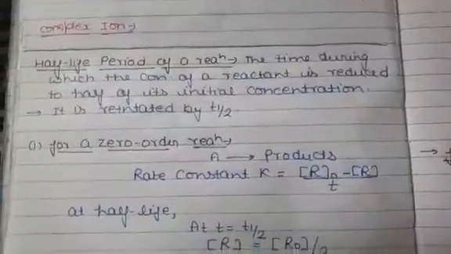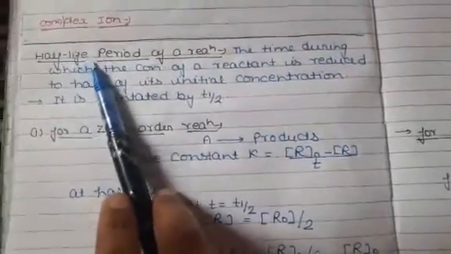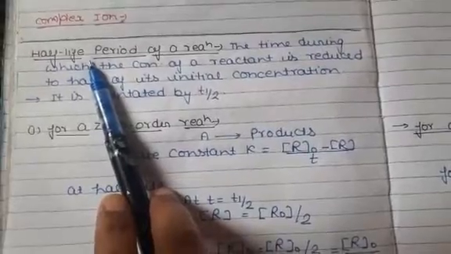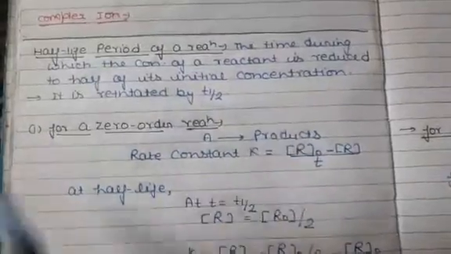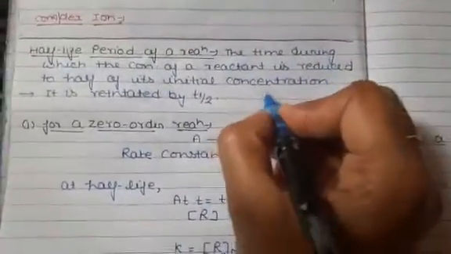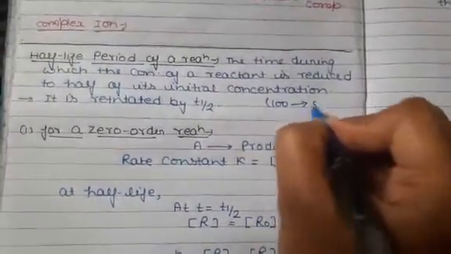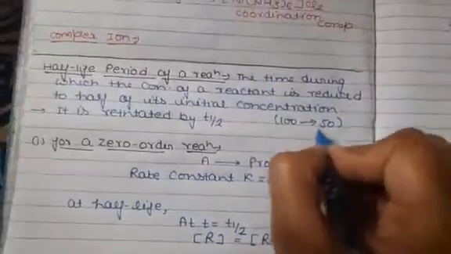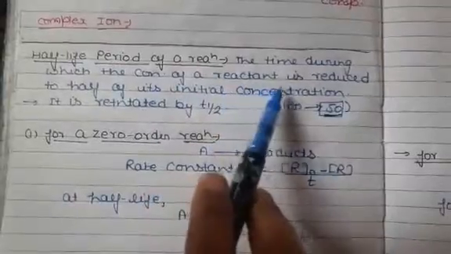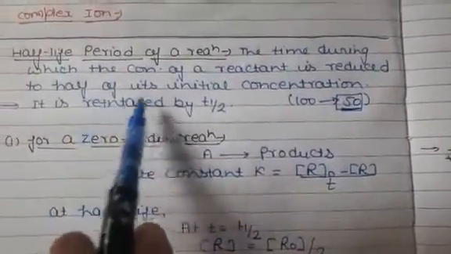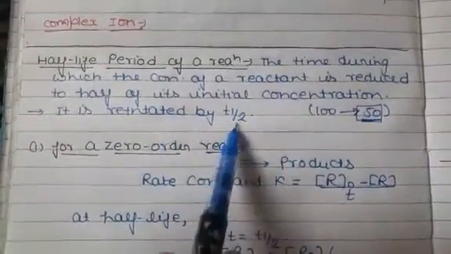Okay, now students, the next topic is the half-life period of a reaction. As the name announces, half-life means the time during which the concentration of reactant is reduced to half of its original concentration. It means if the original concentration is 100, after what time does it become 50? So this is the half-life. Again listen, the time during which the concentration of reactant is reduced to half of its initial concentration. Okay students, half-life period is represented by t half.